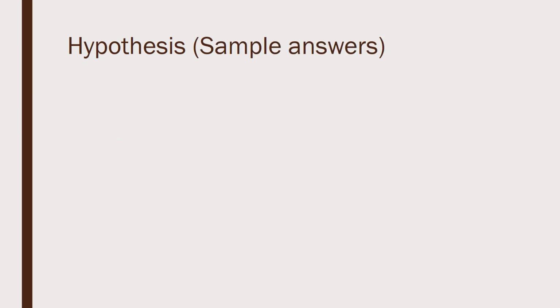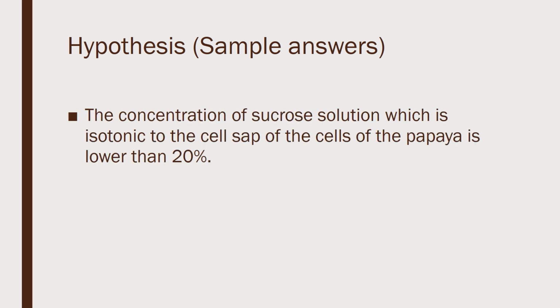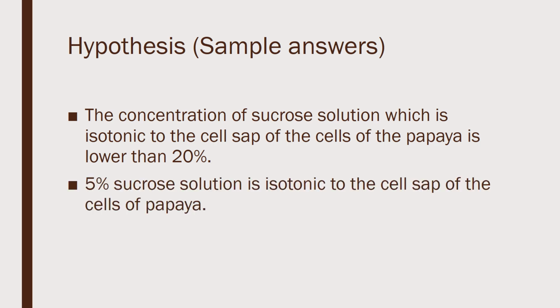In this case, the hypothesis can be: the concentration of sucrose solution which is isotonic to the cell of the papaya is lower than 20%. Or you can be more specific: 5% sucrose solution is isotonic to the cell of the papaya. Both of the hypotheses are acceptable. There is no right or wrong, so you can write either one.